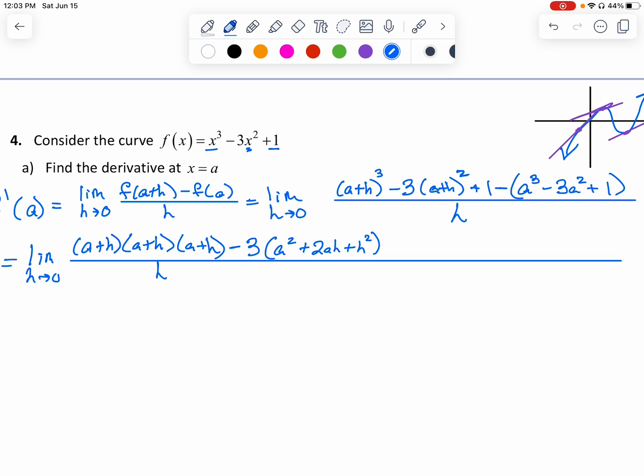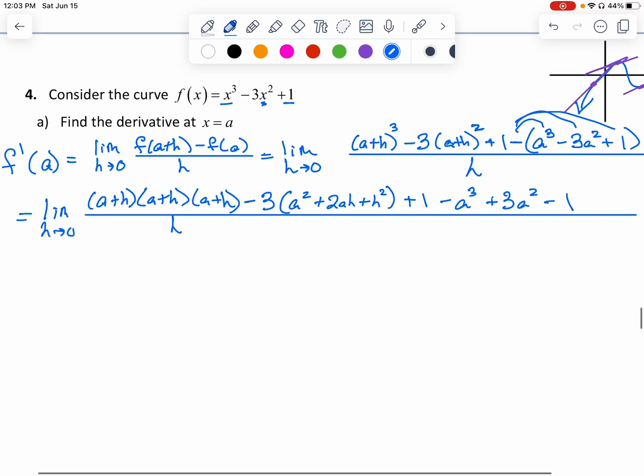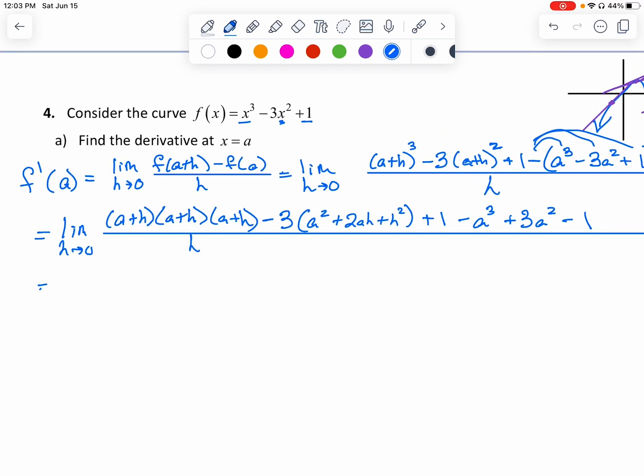Okay, and then I have the plus 1, and I have minus a cubed minus, I'm sorry, you know what, I almost made my own mistake. So I want to distribute this negative, so make sure that goes to every one of those terms while I get rid of those parentheses. So I get minus a cubed plus 3a squared minus 1, all over h. All right, simplifying that a little further. The denominator is just h.